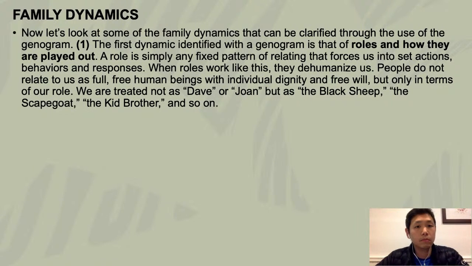Now, let's look at some of the family dynamics that can be clarified through the use of the genogram. The first dynamic identified with the genogram is that of roles and how they are played out. A role is simply any fixed pattern of relating that forces us into set actions, behaviors, and events. When roles work like this, they dehumanize us. People do not relate to us as full, free human beings with individual dignity and free will, but only in terms of our role. We are treated not as Dave or Jean, but as the black sheep, the scapegoat, the kid brother, and so on.